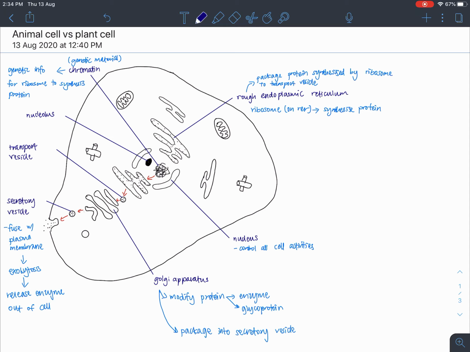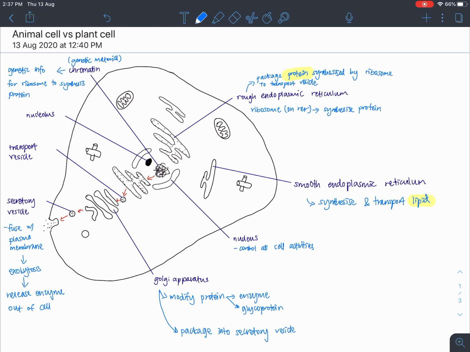Now let's talk about those which are for other functions. Okay, let's look at the smooth endoplasmic reticulum. It doesn't have ribosomes on top, so it's not for protein production anymore. It's for lipid production, lipid synthesis. So the main difference is that one is protein, one is lipid.